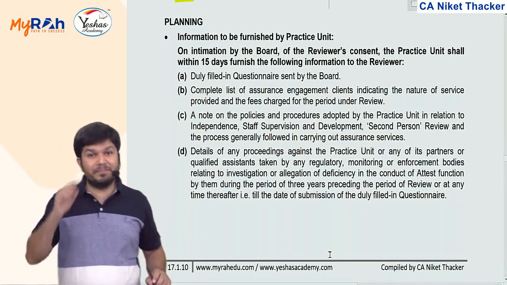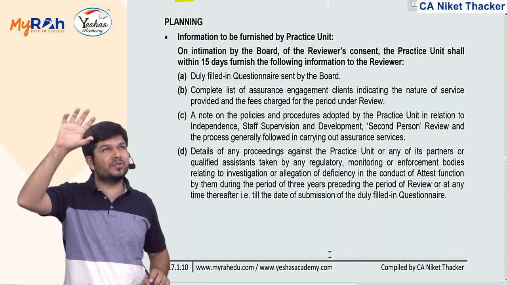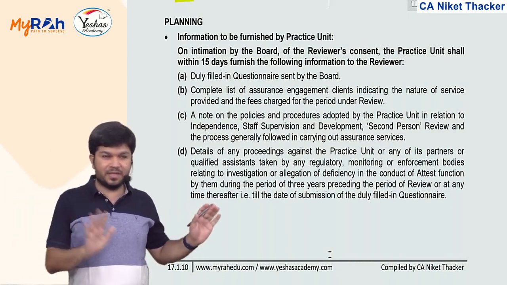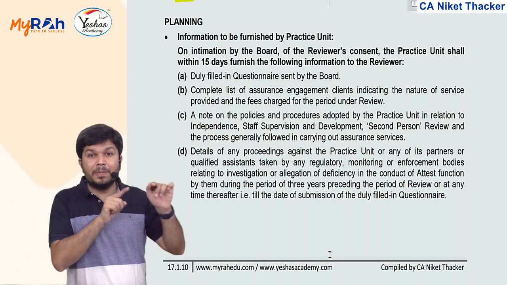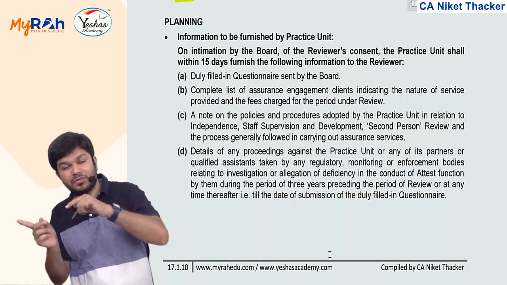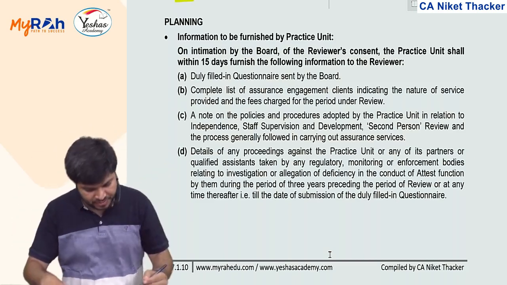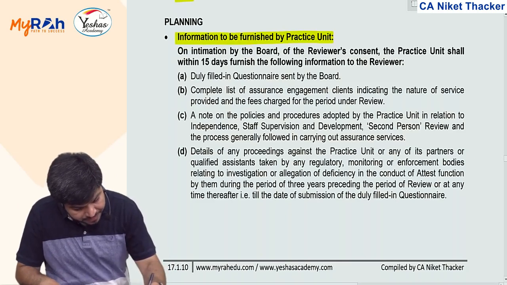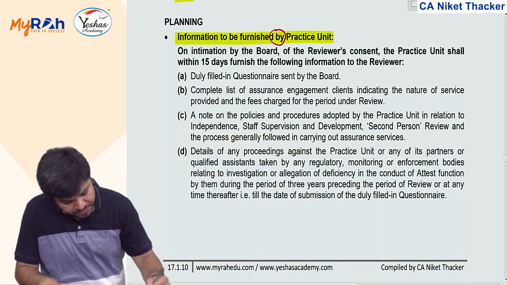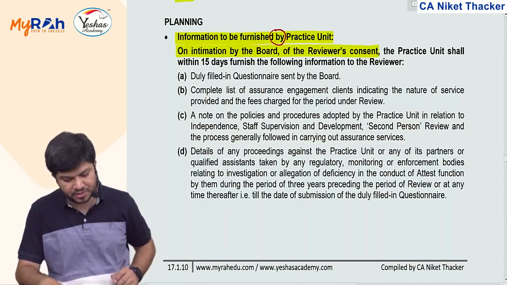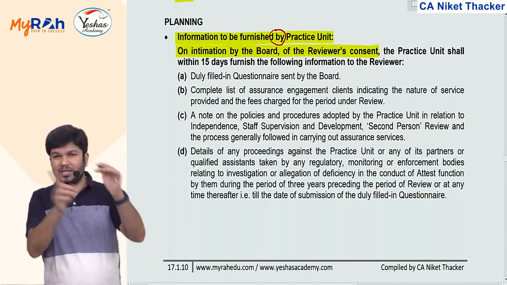Okay, next, planning. Okay, so this was selection of PU, selection of reviewer. Now if the reviewer's consent is there, the reviewer gave consent to the board, the board will now tell the PU that okay, the reviewer has agreed. So, information to be submitted by the PU on intimation by the board of the reviewer's consent. The reviewer's consent, the board will tell to the PU.